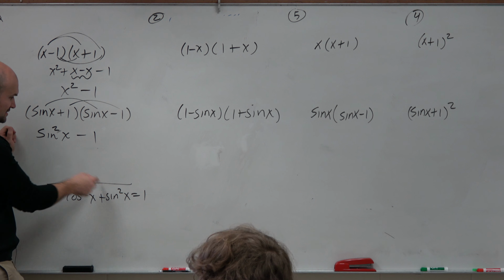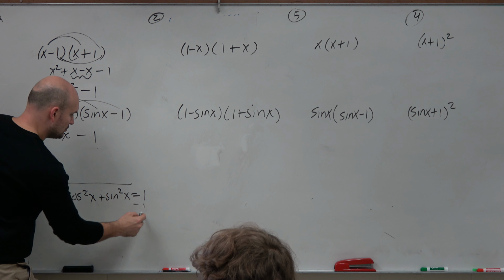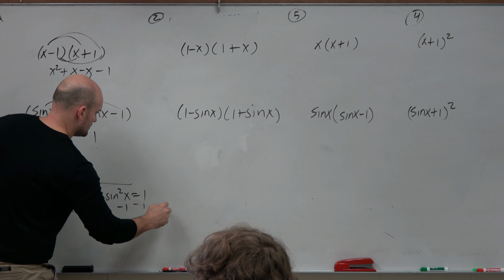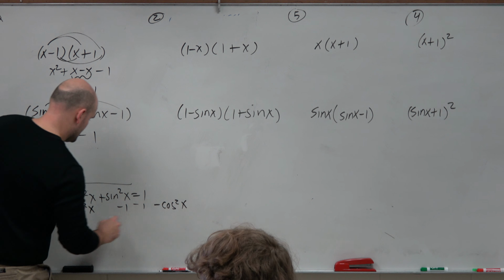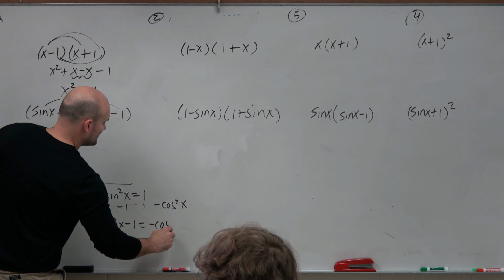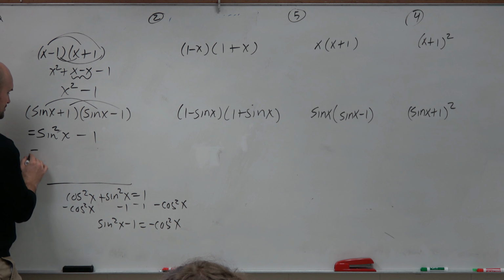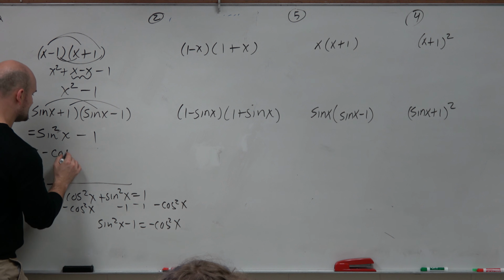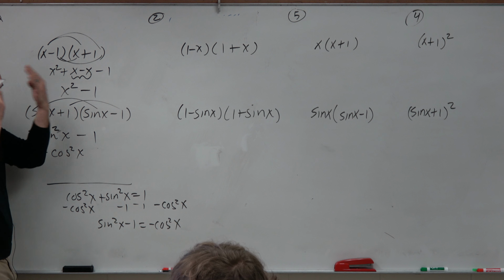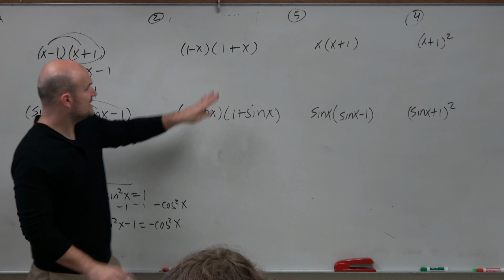Well, could we rearrange this so it looks like sine squared of x minus 1? Yeah, we could subtract the 1, and we could subtract the cosine squared of x. Therefore, we would get sine squared of x minus 1 equals negative cosine squared of x. Oh, so actually, maybe the multiple choice answer on our test is negative cosine squared of x. So we need to recognize that. You guys see it? OK, next one.